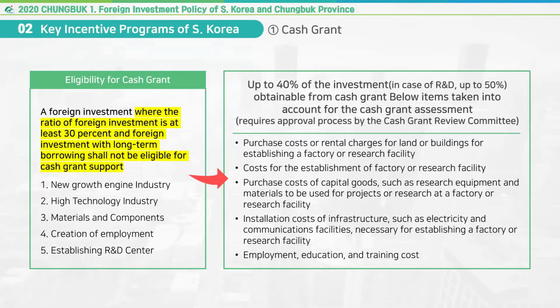Here you see further explanation on the cash grant of the incentive programs. As mentioned earlier, the foreign investment portion must be at least 30%, not including the long-term borrowing. Cash grant is provided up to 40% of the investment costs, and in case of R&D, up to 50%. Please see below items which are taken into account for the cash grant assessment by the Cash Grant Review Committee.